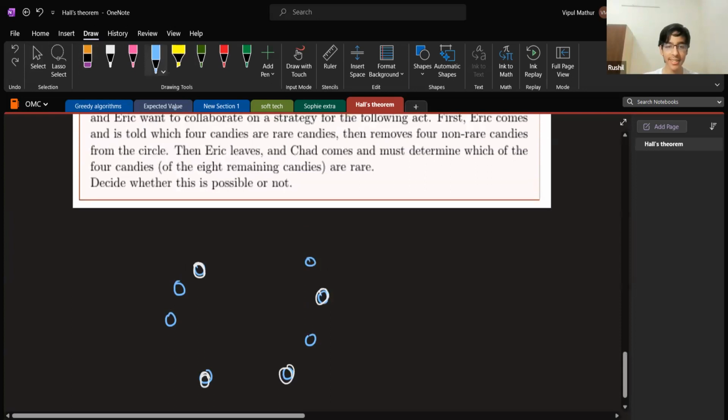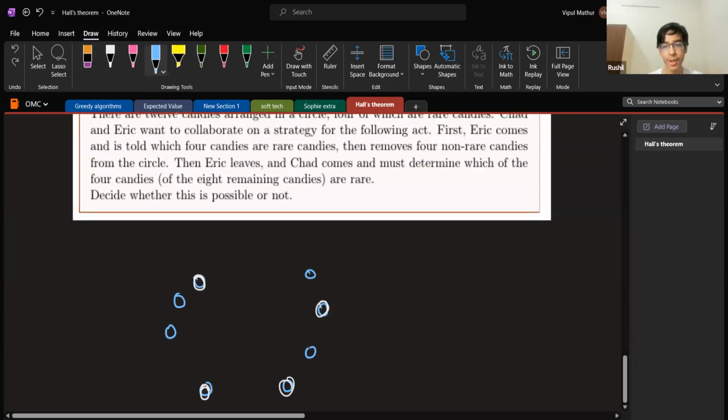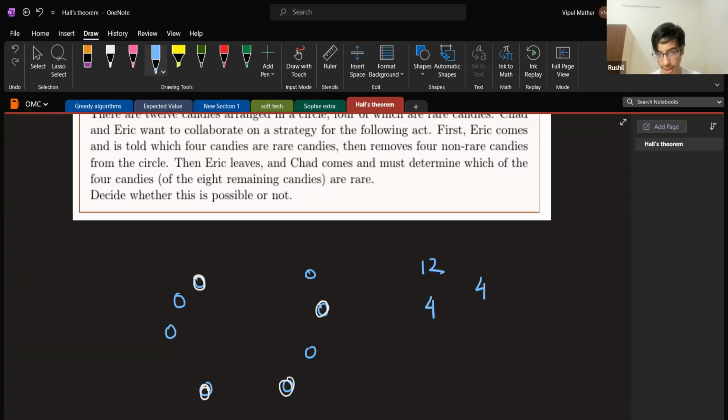So coming back to the question again, one final time. You had 12 at the start, four of them were rare. You delete four non-rare. Now you're left with eight. Four are rare, but your friend does not know which four. So he only sees eight and he has to tell which four. And that's kind of magical. The question says decide whether it's possible. I'm going to tell you yes, it's possible, and I've also indirectly told you that the way to do it is Hall's theorem. But until you see it, you don't see it.